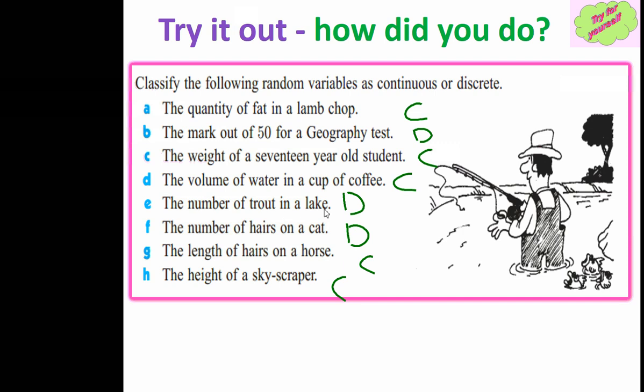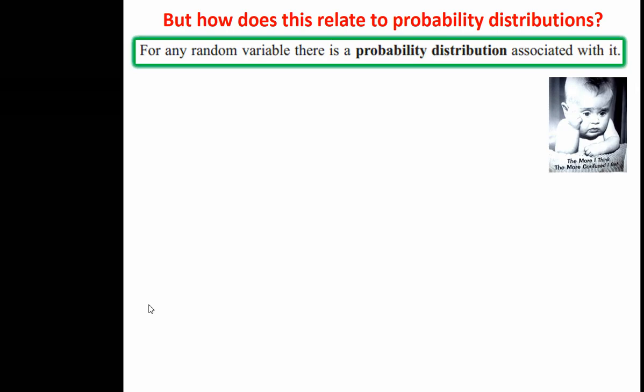The number of trout in a lake you would count, so it's discrete. The number of hairs on a cat you count, so it's discrete. Length of hairs you measure with an instrument, with a ruler. Height of a skyscraper you would measure with some kind of height measuring device for skyscrapers, so continuous. So D for discrete, C for continuous. And now let's move on. How does this relate to probability distributions? So for any random variable, there is a probability distribution associated with it.